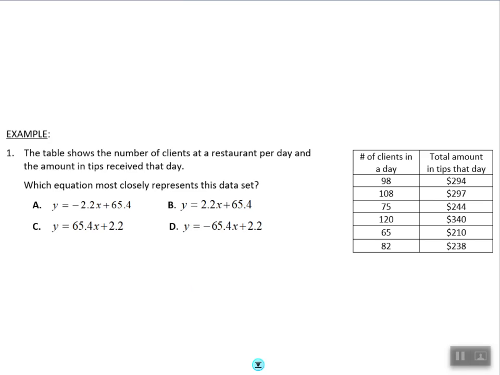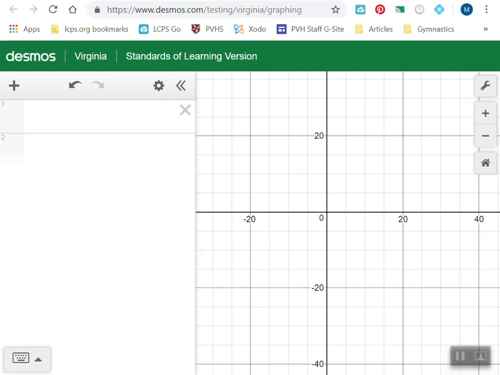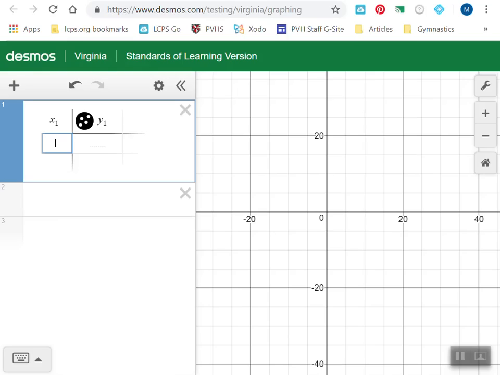For our first example, our table shows the number of clients at a restaurant per day and the amount of tips that were received that day. We want to know which equation represents this data. So we need to type this into Desmos. If you go to Desmos, you need to click this plus button in the top and then Table. Then you need to type your data in.